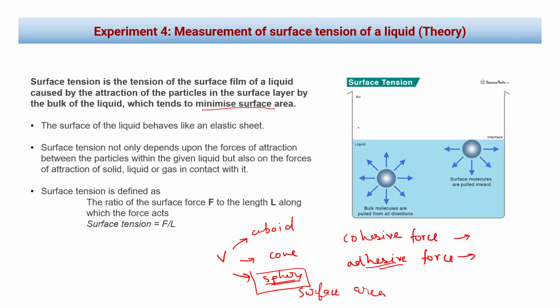So what the statement means is, surface tension not only depends upon this cohesive force, like this is the liquid particle and other particles of this liquid are also exerting force on this, but there is also the force acting between the material of the container and this liquid, which also contributes to the surface tension of the liquid. Surface tension in physics is defined as the ratio of surface force to the length along which the force acts.